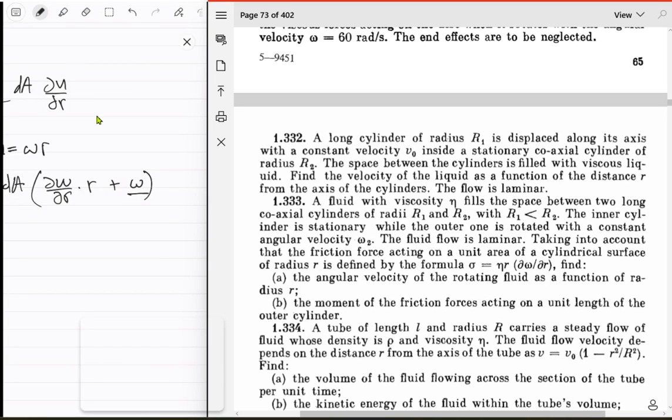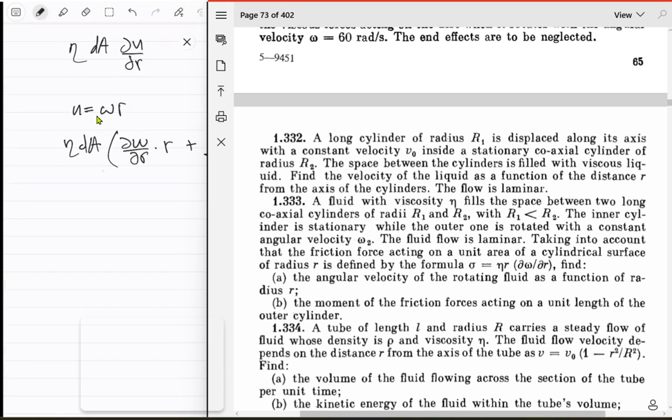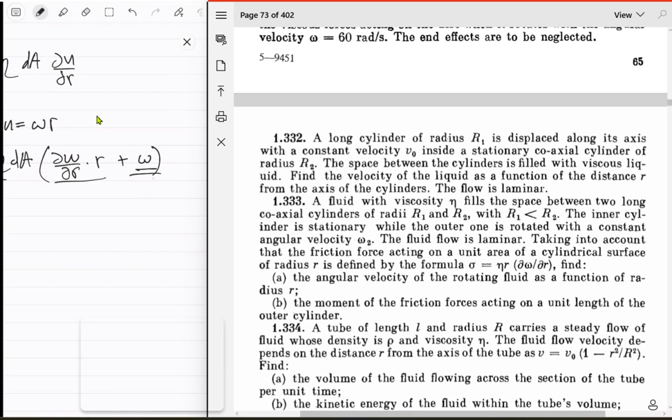And then r is out of it. Okay, fine. I get it. You're just taking this term. But then what about this term? Is this not supposed to be there?